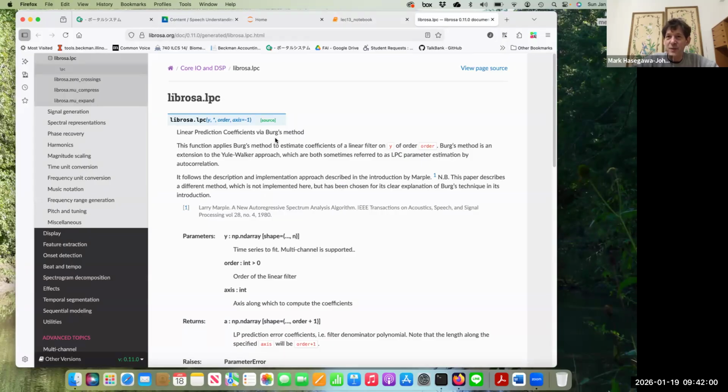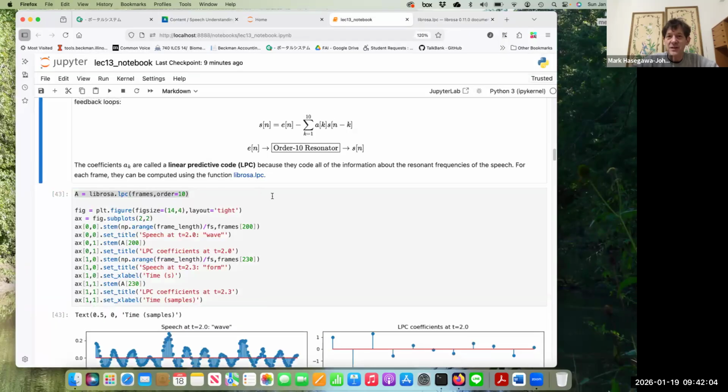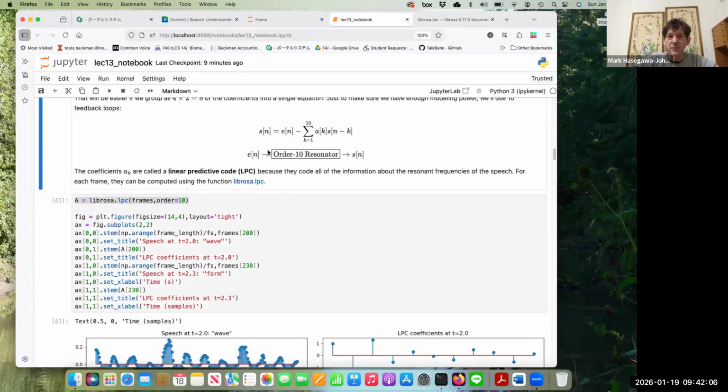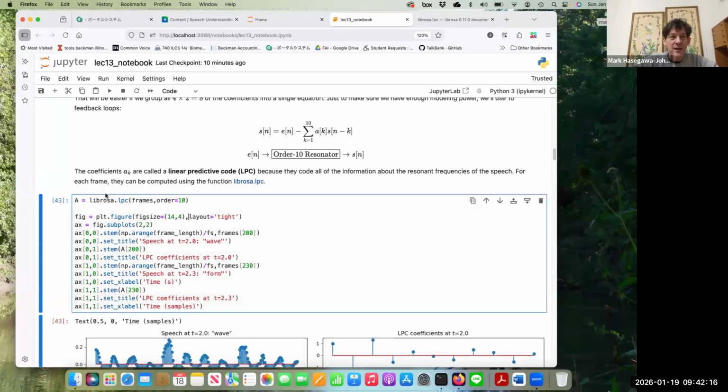There are lots of different methods of finding the LPC coefficients. The simplest method is to calculate the squared value of e[n] and then differentiate it with respect to a[k]. And that gives you the equations for a[k]. But even simpler than that is to use code that somebody else has already written.